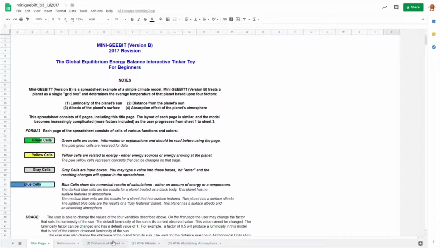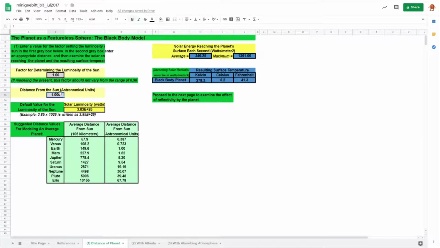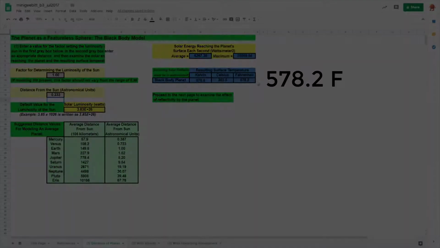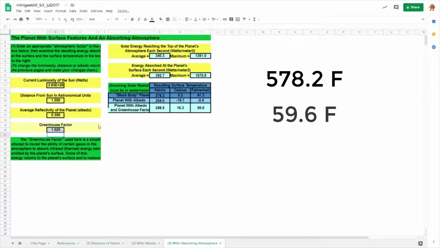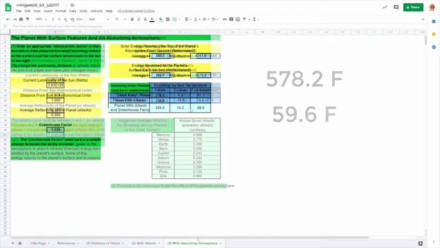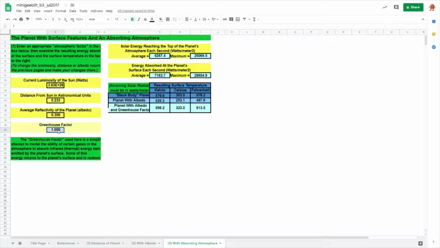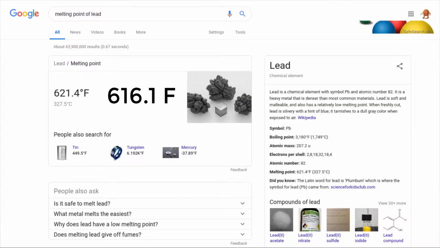Without further ado, we will go on to plug in a fifth of an AU as our distance from the star and leave luminosity the same. Our outputted surface temperature is nearly 10 times that of Earth's, with its albedo and greenhouse value factored in. If we update the model to give our exoplanet Earth's atmosphere and reflectivity, we'll see that the average surface temperature only climbs, nearly to the melting point of lead.